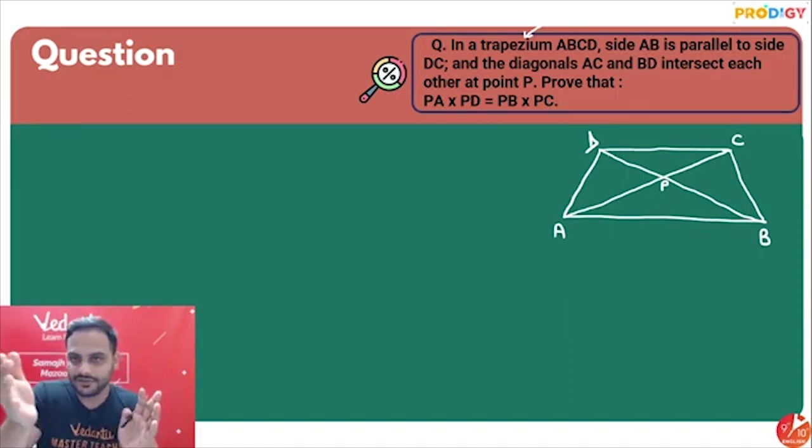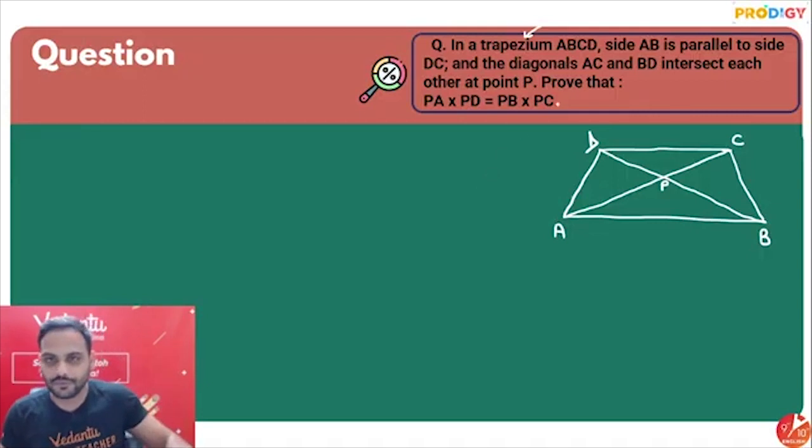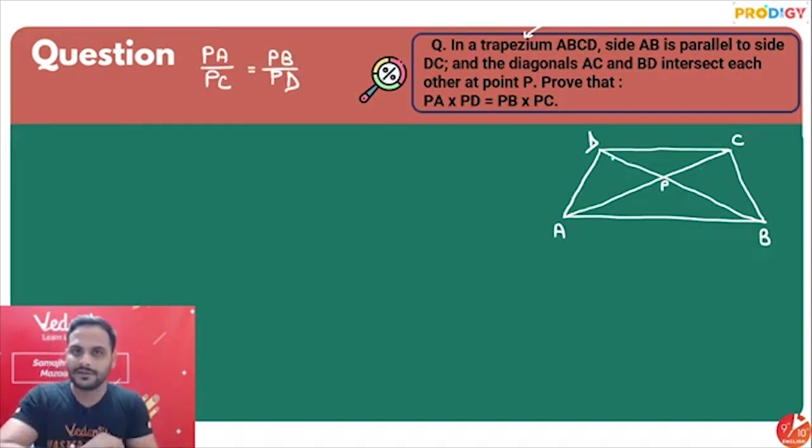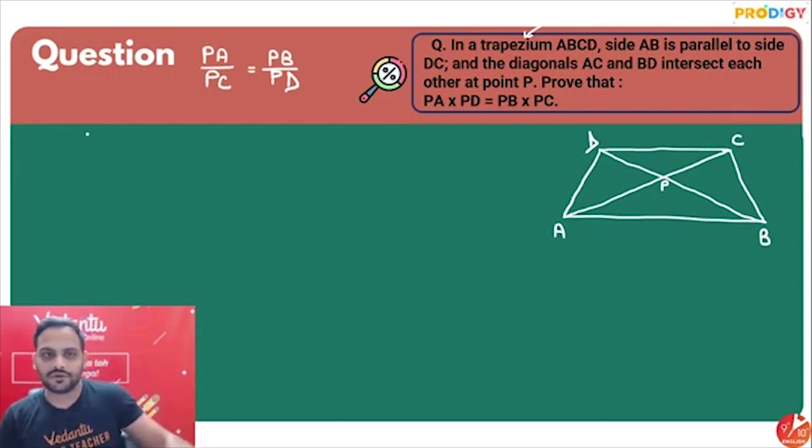another way I can say, if I shift this PC in division, they are asking me PA upon PC is equal to PB upon PD. Yes or no? If I get the ratio of PA and PC equal to the ratio of PB and PD, my work is done. So PA and PB are the sides of triangle APB. CP and DP are the sides of triangle CPD. So take their similarity.